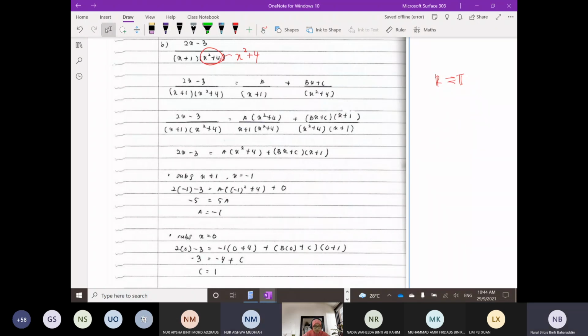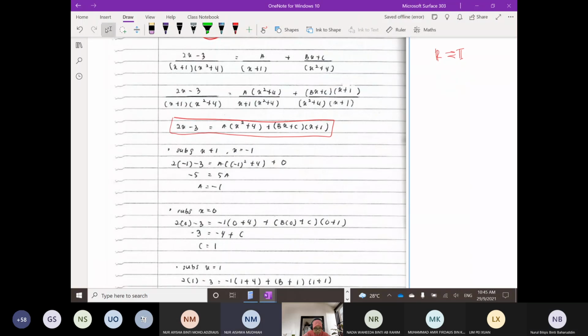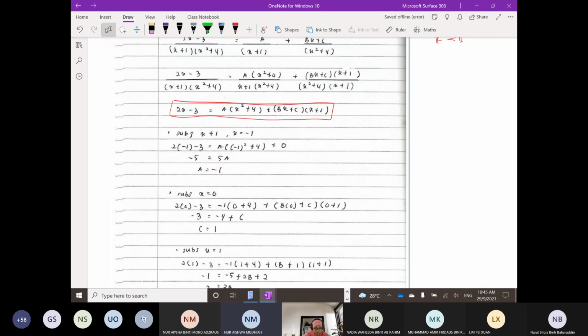Lepas tu kita samakan penyebut dia, denominator. Lepas tu tulis 2x minus 3 equal to A(x squared plus 4) plus (Bx plus C)(x plus 1). Lepas tu substitute value dia, x plus 1 tu x equal to negative 1. So dapat A dia negative 1.